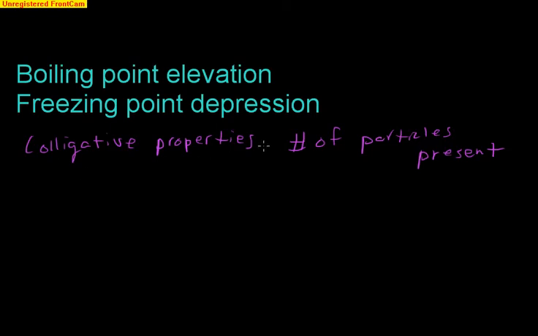So colligative properties are basically based upon the number of particles present in a solution, not necessarily the type of particles. For example, if I'm making a solution, for the boiling point elevation, it really doesn't matter what type of salt I use. All that matters is the number of particles that the salt makes in the solution, and you'll see how this works out as the video goes on. But anyhow, boiling point elevation and freezing point depression are two aspects of a broader category called colligative properties.